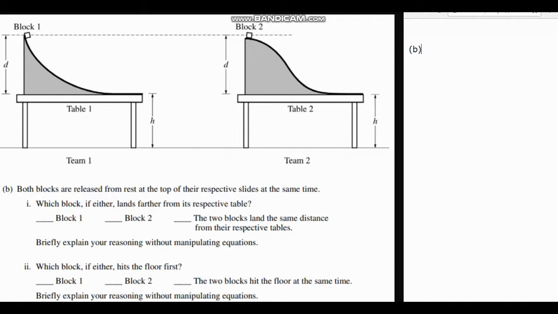Well, the two blocks should land the exact same distance from their respective tables because they have the same potential energy, because they have the same height and they have the same mass, and the gravity acting on them is the same. This means they'll have the same kinetic energy at the end of the table, so they should land the same distance.